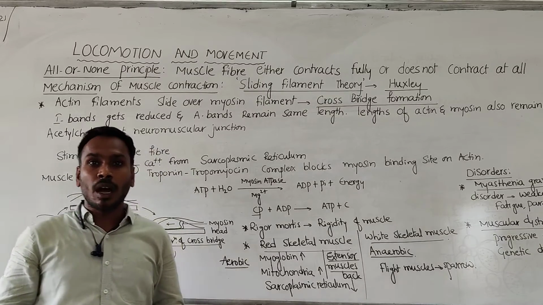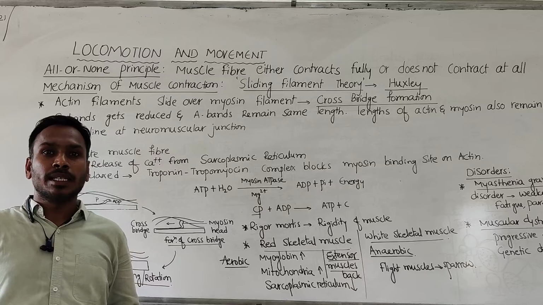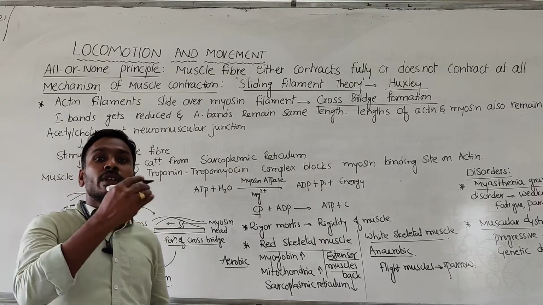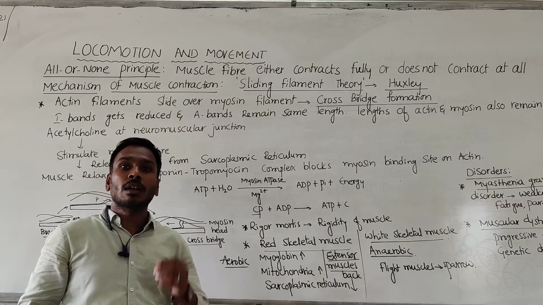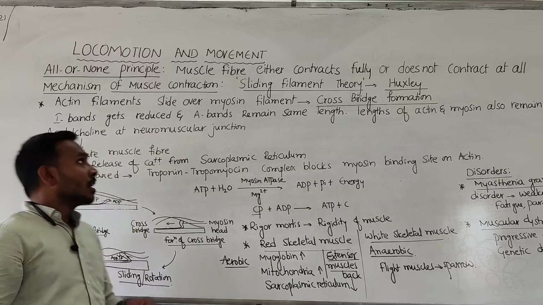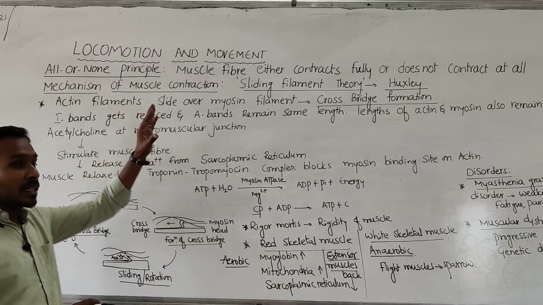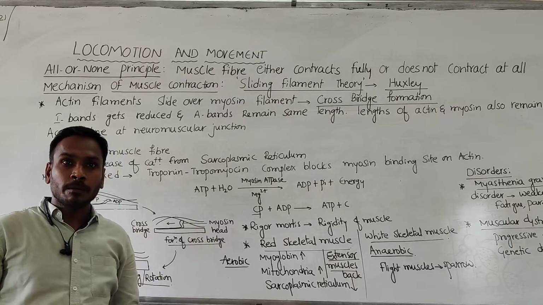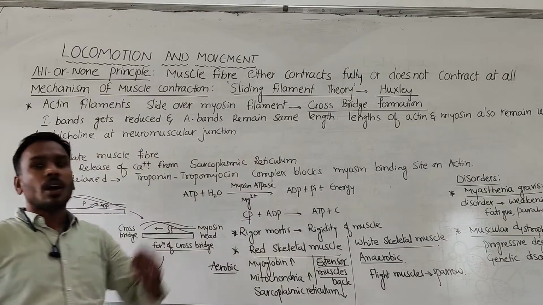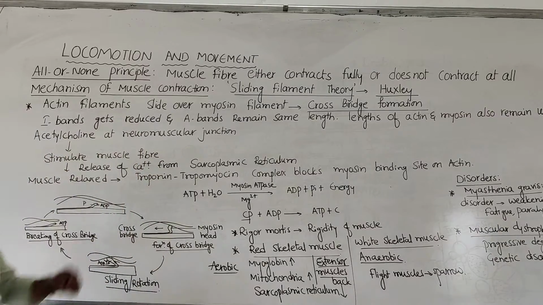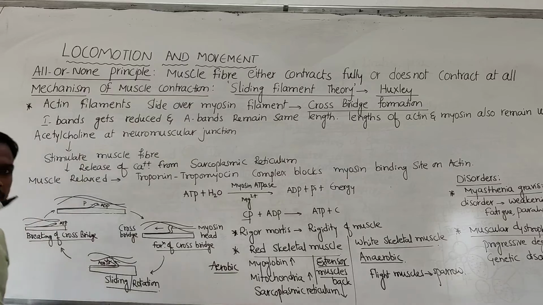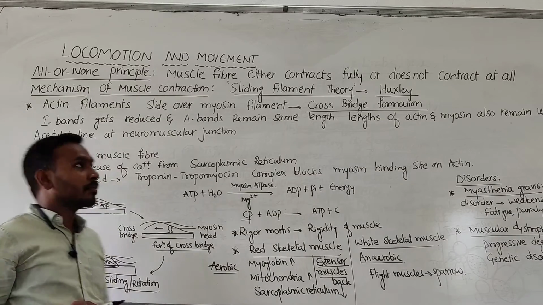So the nerve fiber, which generates the impulses during nerve conduction, also follows this all or none principle. So once again, we see that the muscle fiber either contracts fully or does not contract at all. This is called the all or none principle, which is applicable to both muscle fiber and nerve fiber.